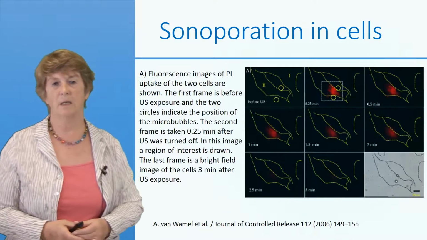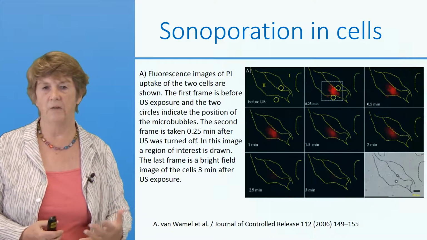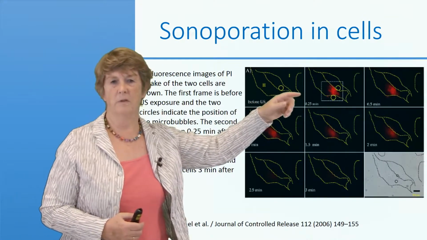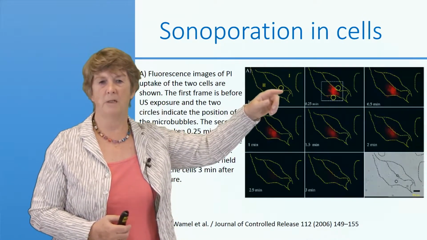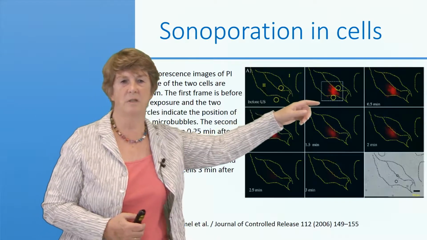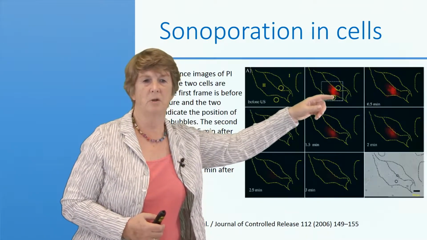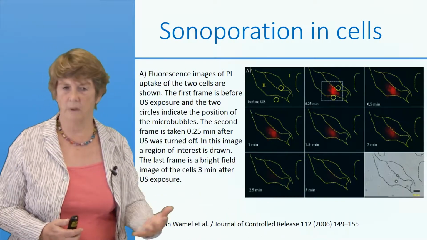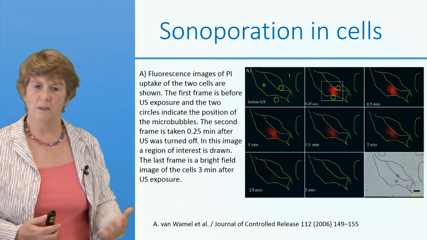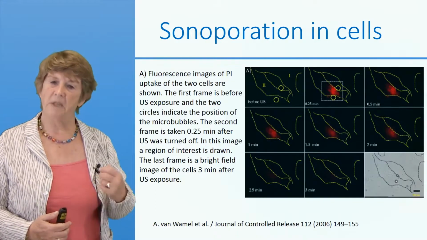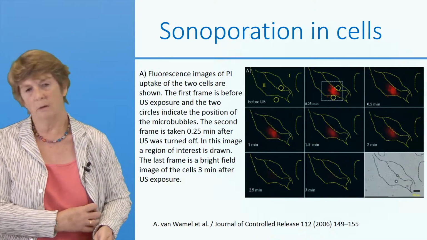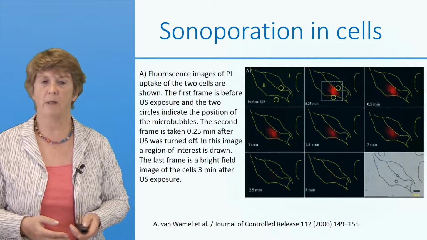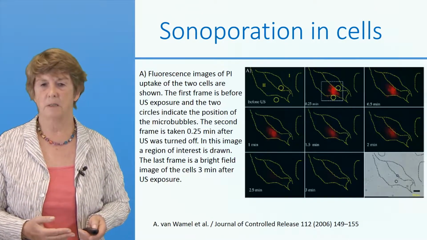You can see that here in static images, where the membrane of the cell is here, the bubble is sitting here, the bubble is oscillating, and you can see the dye comes in between these two oscillating bubbles here. And slowly the intensity of the dye decays over time. But that's a way of getting drugs or other molecules across the cell membrane safely, with the membrane still intact.